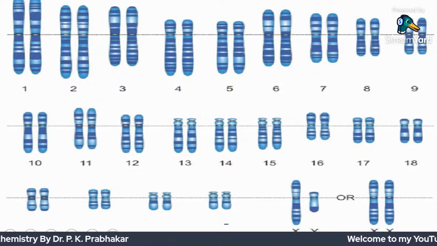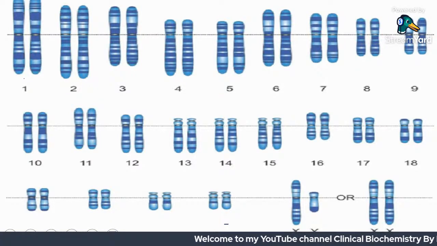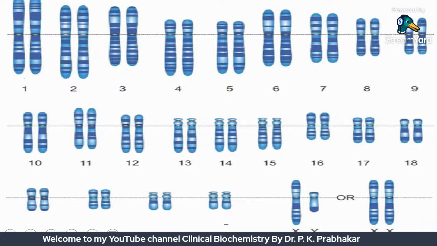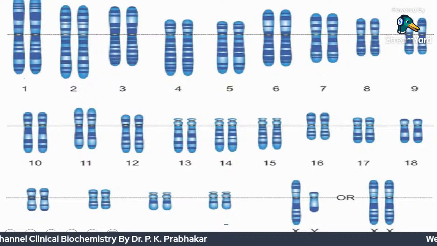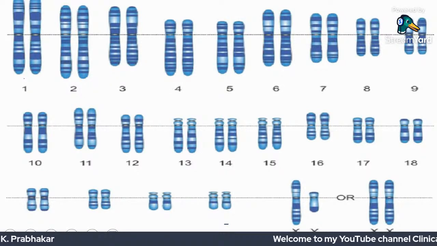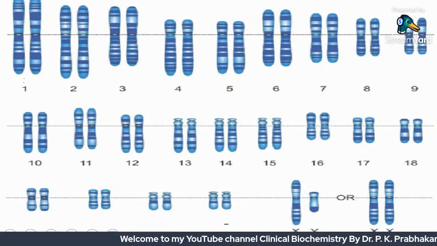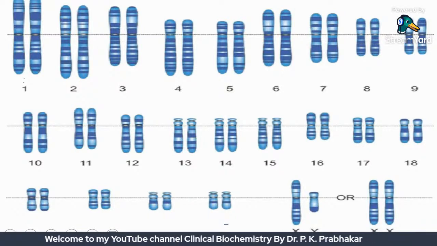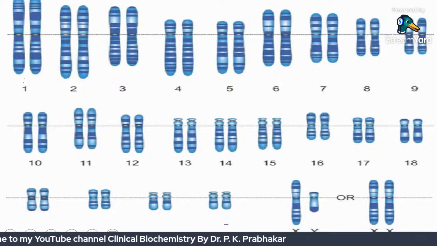If you see these 46 chromosomes, chromosome number 1 is the largest in size. This is the arrangement according to size, and this is one karyotype. Based on the amount of genetic material or number of genes, the size of each chromosome is different. As I have told you, chromosome number 1 is the largest and contains the maximum number of genes of any chromosome. Several factors are there.